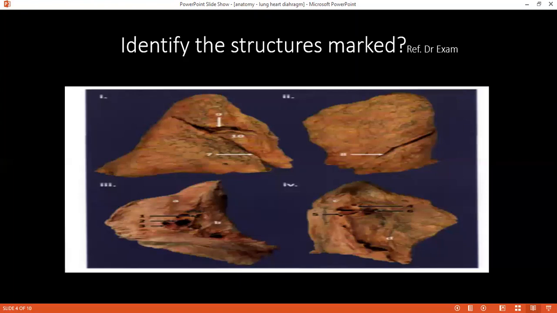Good. I asked you about the pleura. Can you tell me the nerve supply of pleura or the innervation of pleura? Yes, ma'am. The mediastinal surface is supplied by anterior and posterior pulmonary plexus from phrenic and vagus nerve, and laterally it is supplied by intercostal nerves. Okay, good, thank you.